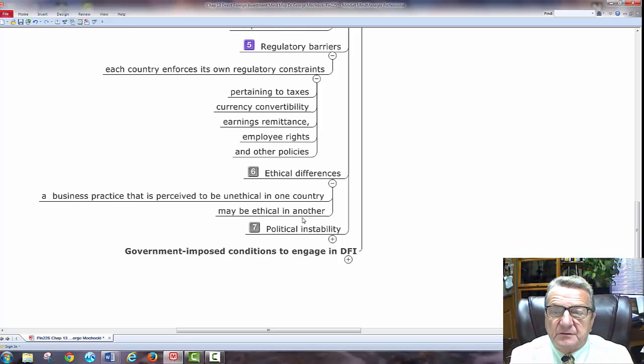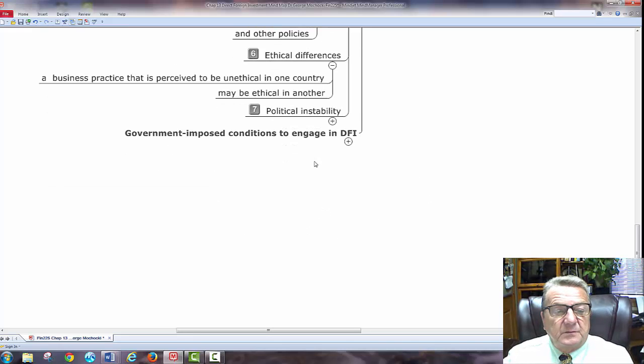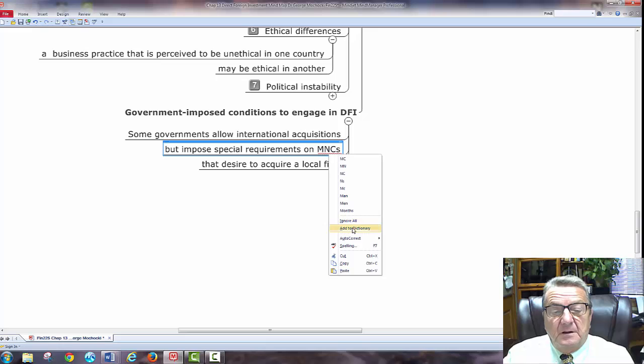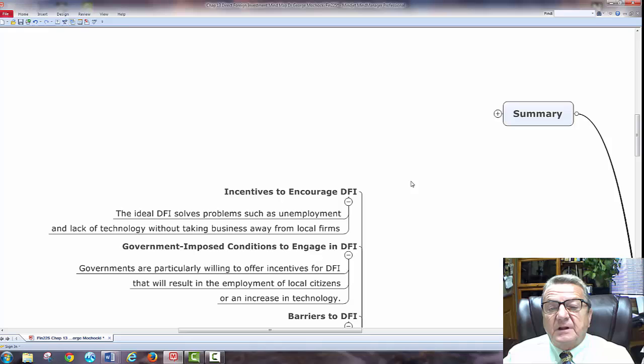So you have to look at that, because what could be ethical in one may be unethical in another, and that's just one. Abortion may be ethical and legal here, but it may not be legal in another country. And so I have to look at what I'm offering if I'm a healthcare provider operating globally. Okay, government-imposed conditions to engage in direct foreign investment. Some governments allow international acquisitions but impose special requirements on MNCs, and a desire to acquire local firms. So there's a lot of rules on here.